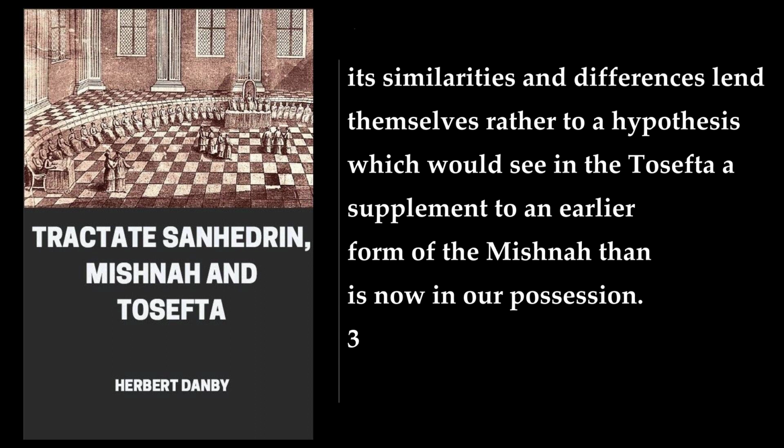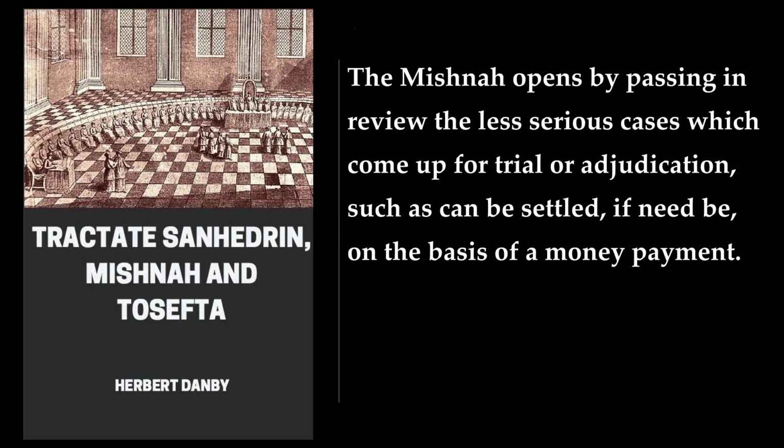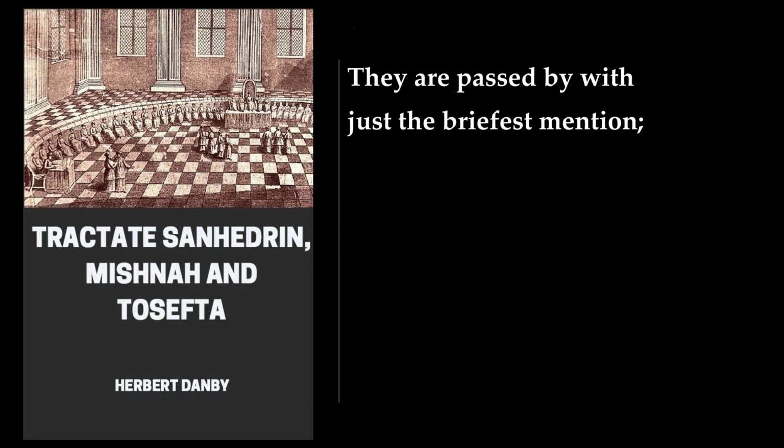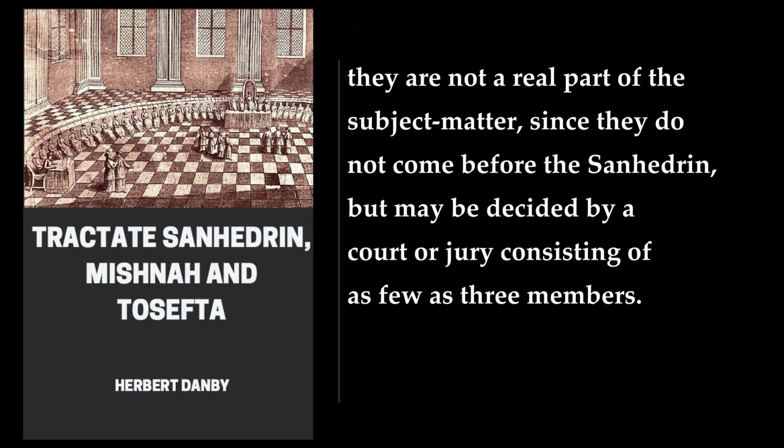3. The Mishnah opens by passing in review the less serious cases which come up for trial or adjudication, such as can be settled, if need be, on the basis of a money payment. They are passed by with just the briefest mention. They are not a real part of the subject matter, since they do not come before the Sanhedrin, but may be decided by a court or jury consisting of as few as 3 members.